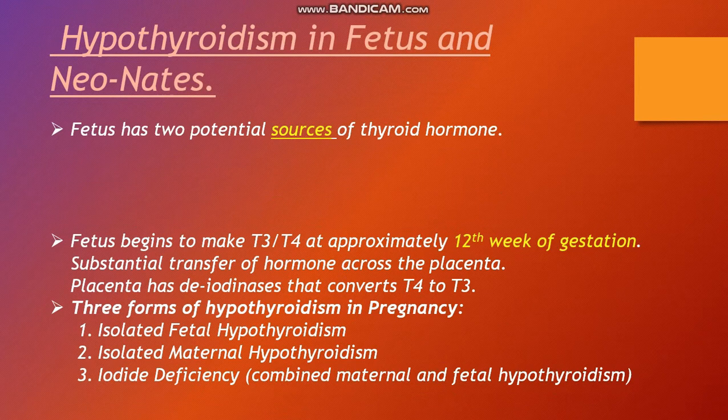Hypothyroidism in fetus and neonates. Fetuses have two potential sources of thyroid hormone. The fetus begins to make T3 and T4 at approximately the 12th week of gestation. There is sustained transfer of the hormone across the placenta. The placenta has deiodinases that convert T4 to T3. Three forms of hypothyroidism in pregnancy: isolated fetal hypothyroidism, isolated maternal hypothyroidism due to iodide deficiency, and combined maternal and fetal hypothyroidism.